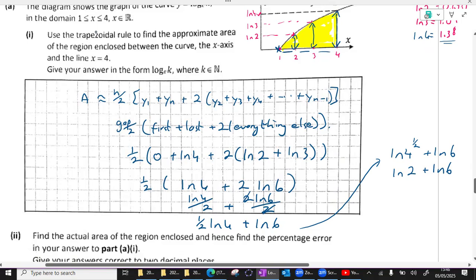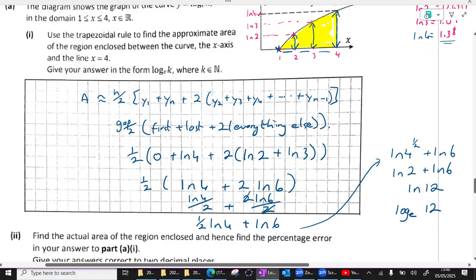And again, if we have logs that are being added, really that's multiplication in our rule of logs. So it's natural log of 12. Remember, natural log can be written as the log of 12 to the base e. So that's our answer for 10 marks.